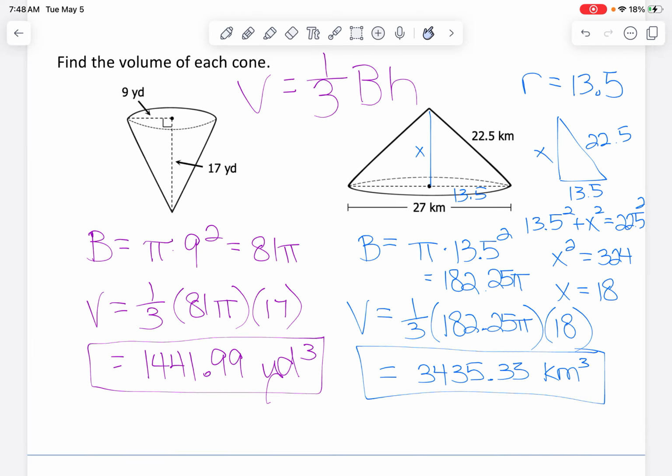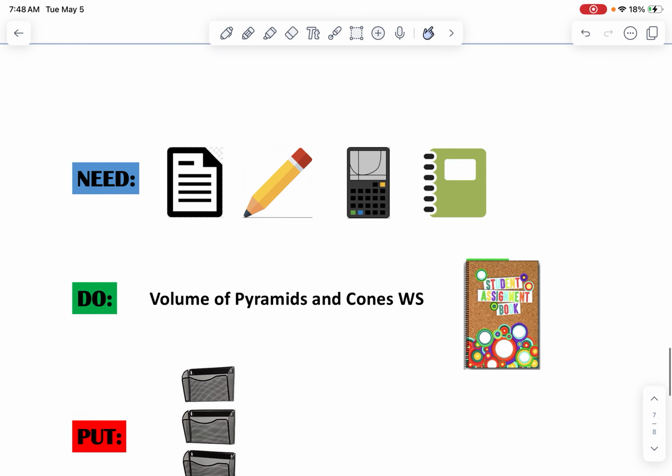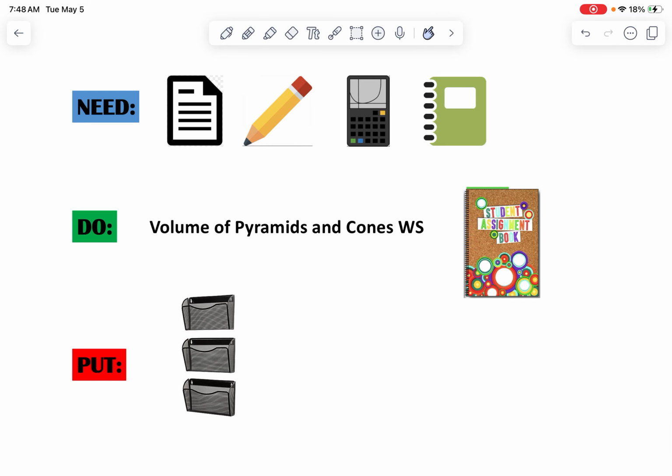That is volume of pyramids and cones. I hope that makes sense. You can go ahead and try this assignment.